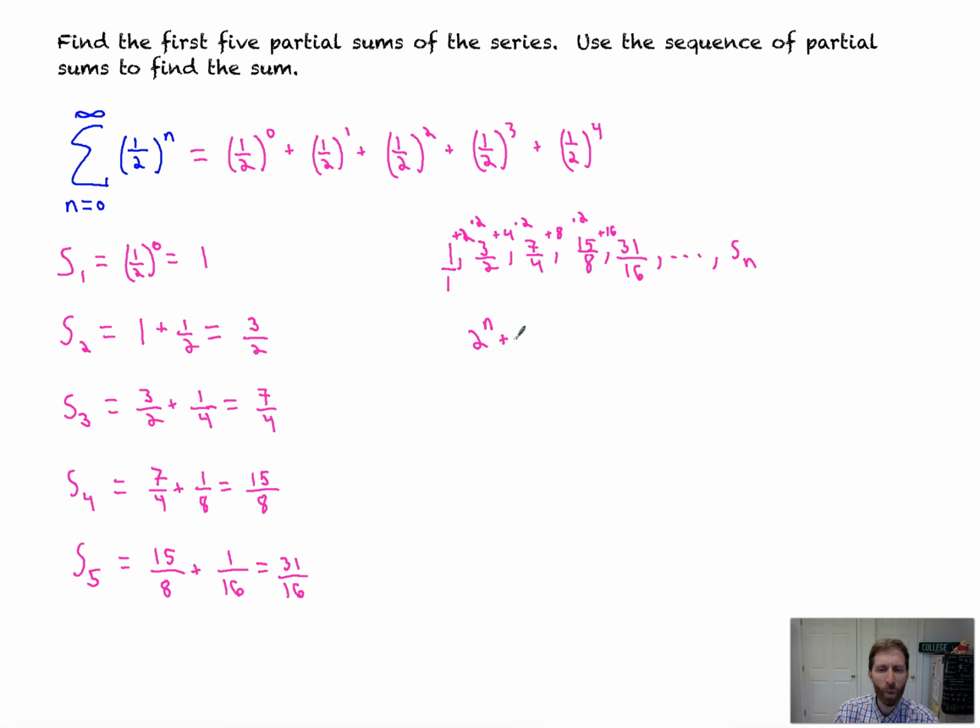And if I were to add 1 to it, sure enough, 2 to the... that's not going to work. Right? 2 to the 1 won't work. Maybe I need to subtract 1. If I subtract 1, 2 to the first power is 2, minus 1 is 1. 2 to the second power is 4, minus 1 is 3. 2 to the third power is 8, minus 1 is 7. This is the sequence for the numerator of these sums.